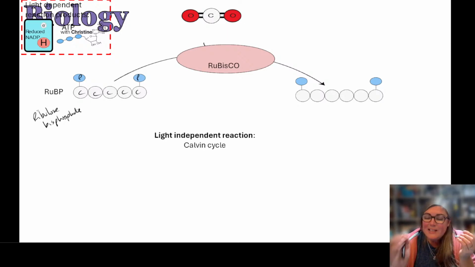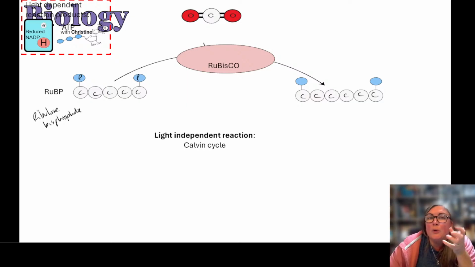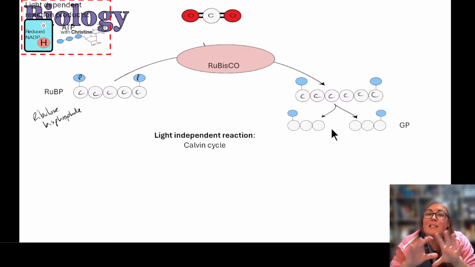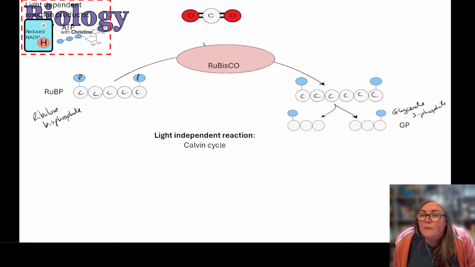Now, when we have a 6 carbon molecule, so right now we have a 6 carbon molecule, that 6 carbon molecule is unstable. It does not stay as a 6 carbon molecule. It is going to split apart and it is going to be converted into 2 3 carbon molecules called glycerate 3-phosphate. So we've got glycerate 3-phosphates. Now, be careful.